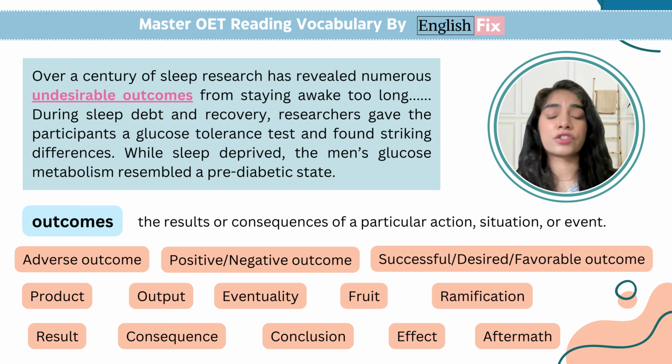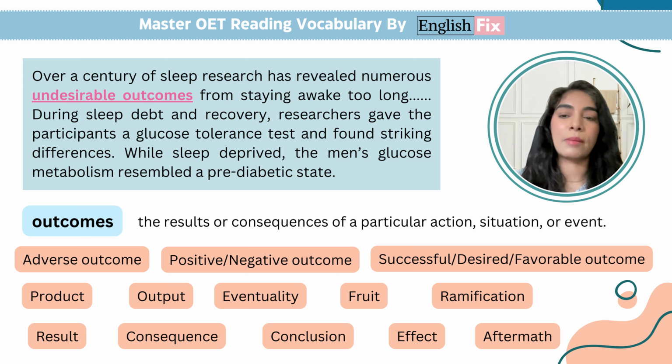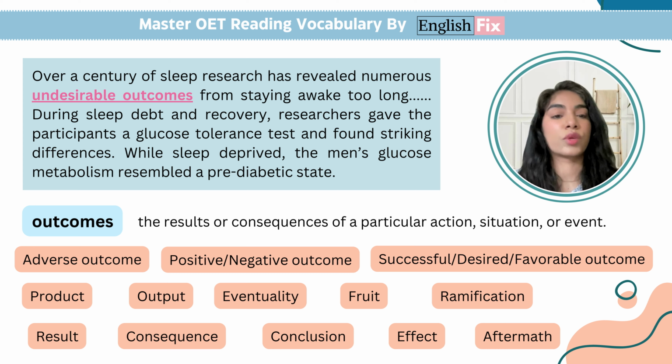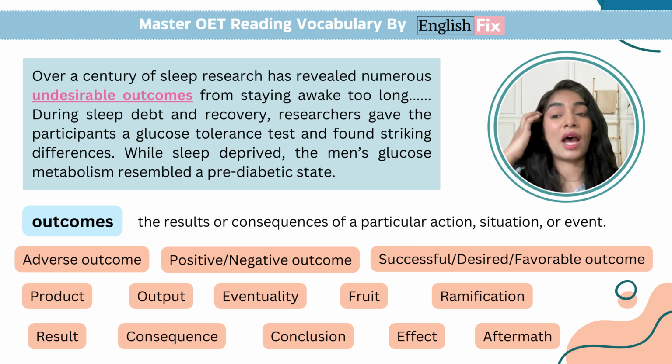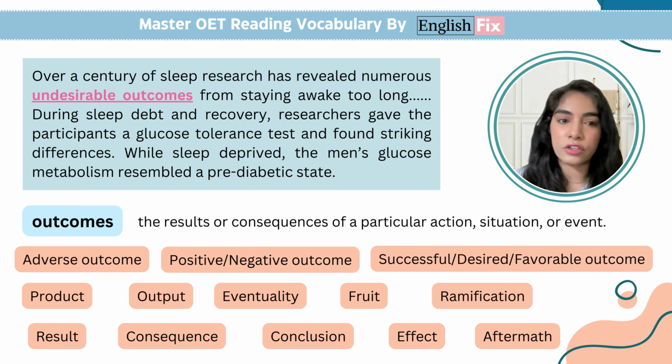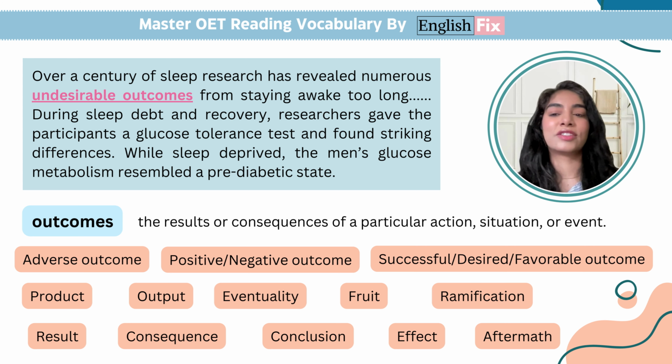Or because of a situation or an event, something happened. So, what was the result or consequence of that particular situation or event? Now, another synonym that you can use for the word outcome here is the product of something, because a product is always the result of something. For example, you can say that children are the product of parents. So, children are the result of their parents.